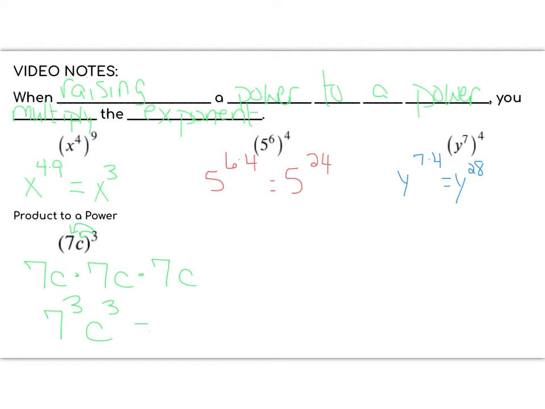Now, the one thing that we are going to want to do is take care of that 7 to the third power. So you're going to do 7, and then you're going to do your power key on your calculator, which is just to the upper left of your 7. So 7 power key 3 is 343, and then c cubed.